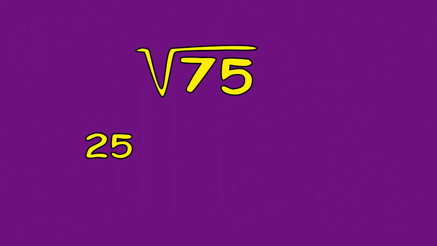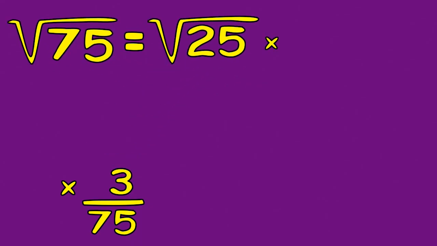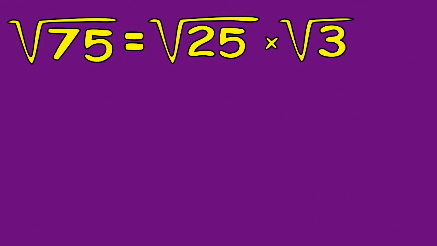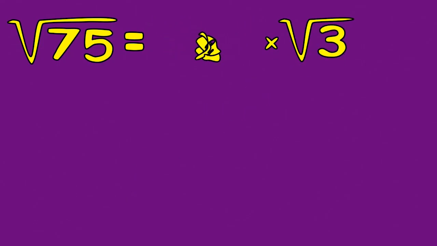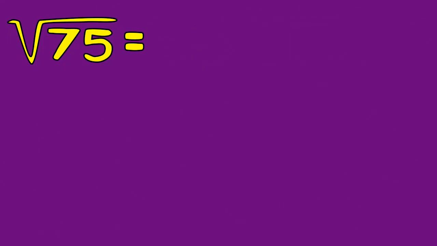Well, 25. Since 25 times 3 is 75, we can rewrite the square root of 75 as the square root of 25 times the square root of 3. Now we can simplify the square root of 25 to get 5. So instead of the square root of 25 times the square root of 3, we have 5 times the square root of 3. The square root of 3 can't be simplified anymore, so 5 times the square root of 3 is the final answer. Let's try another one.